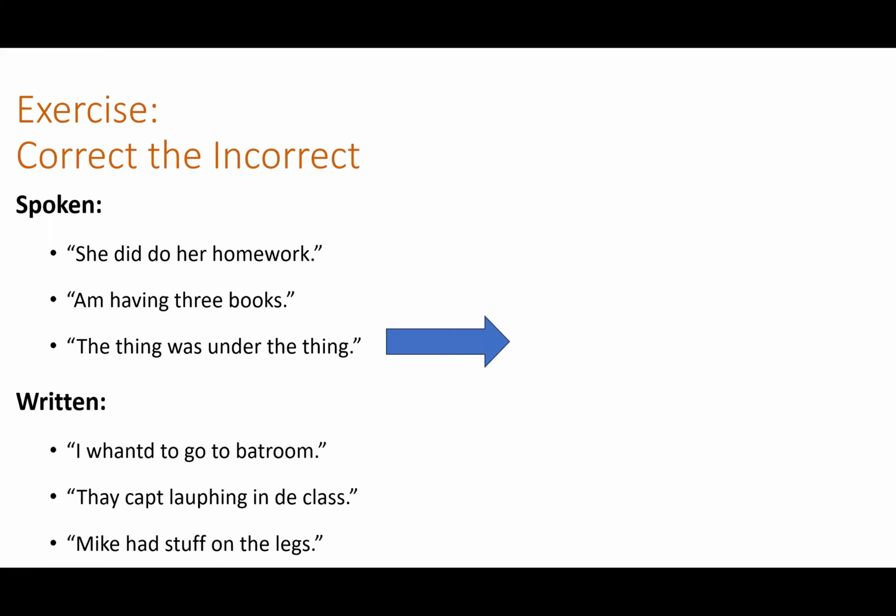So for example, I'd like you to do this right now. Pause the video and I want you to correct what is incorrect about each of these sentences. So the sentences are: she did do her homework, am having 3 books, the thing was under the thing, I wanted to go to the bathroom, they kept laughing in the class, and Mike had stuff on the legs.